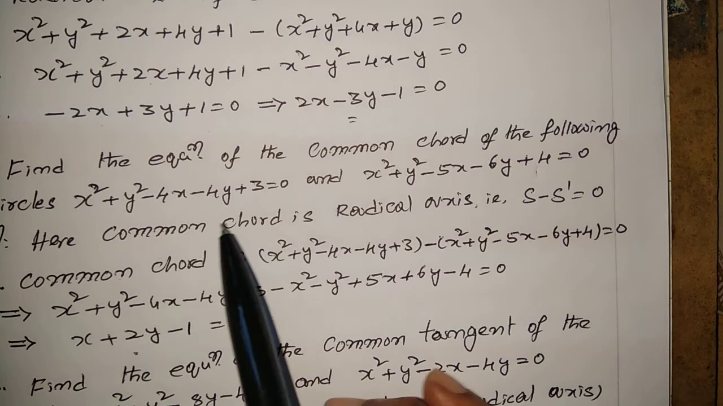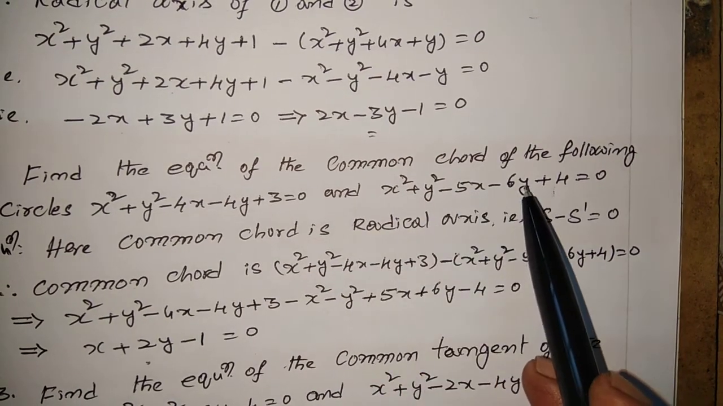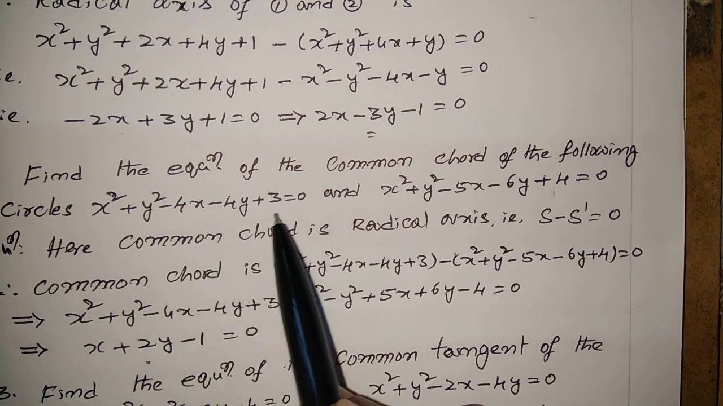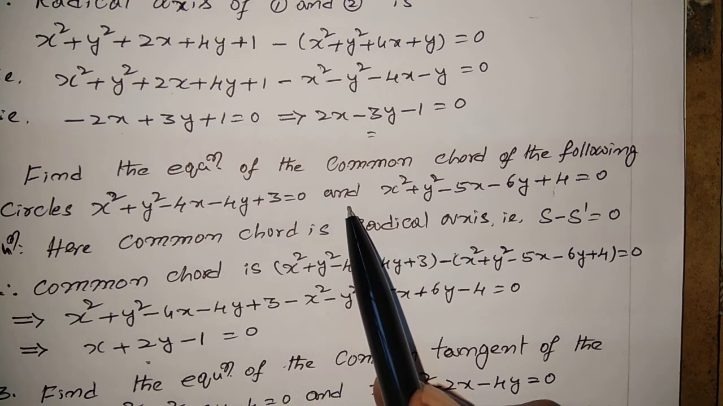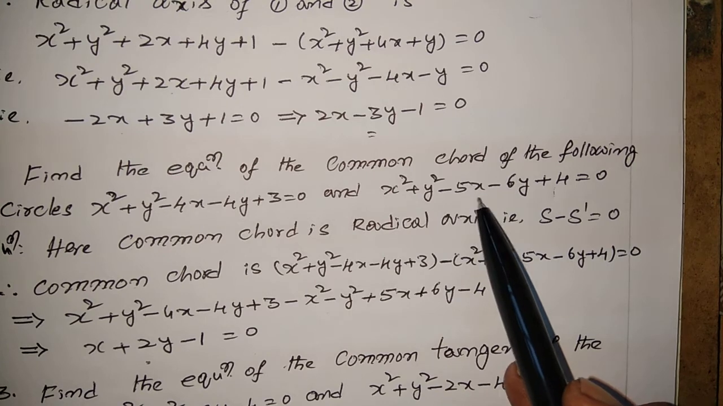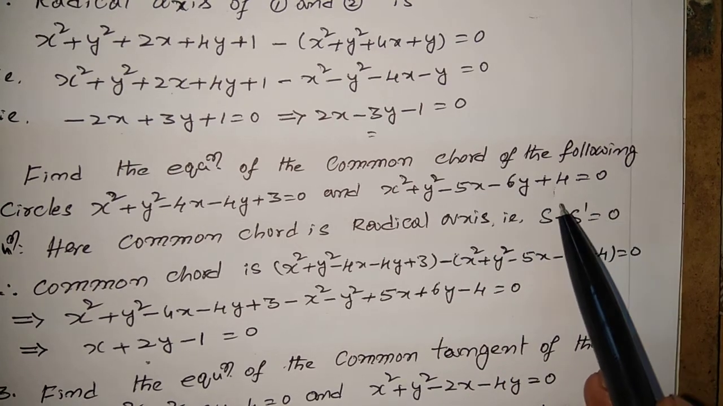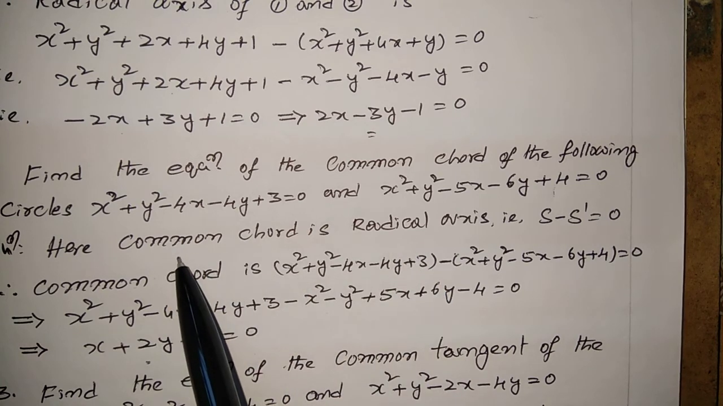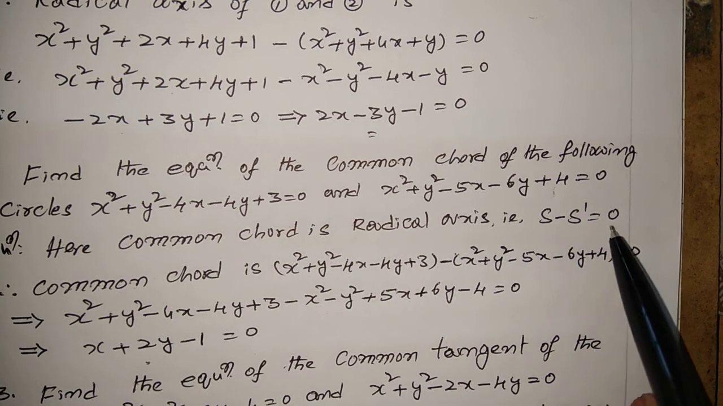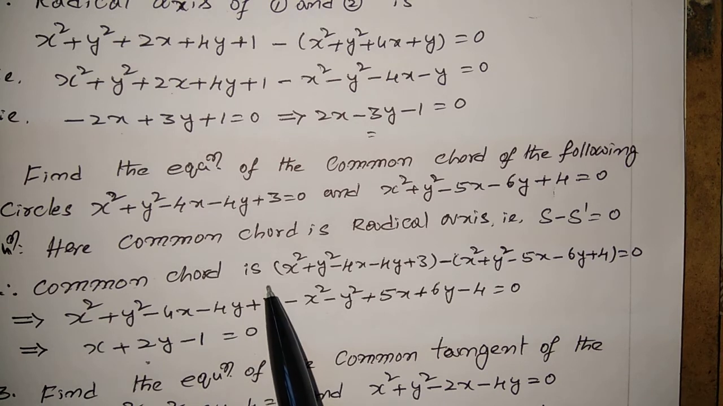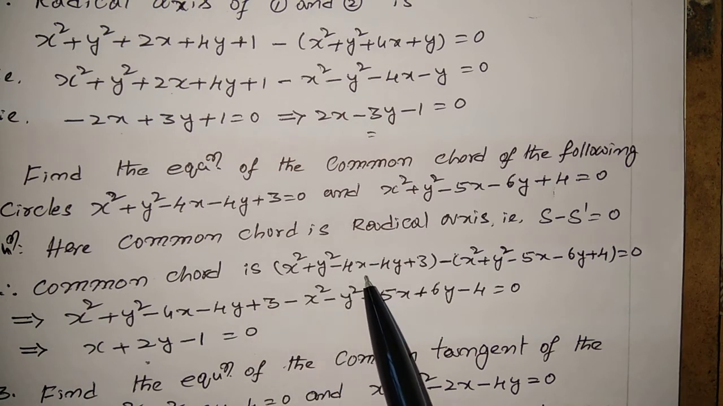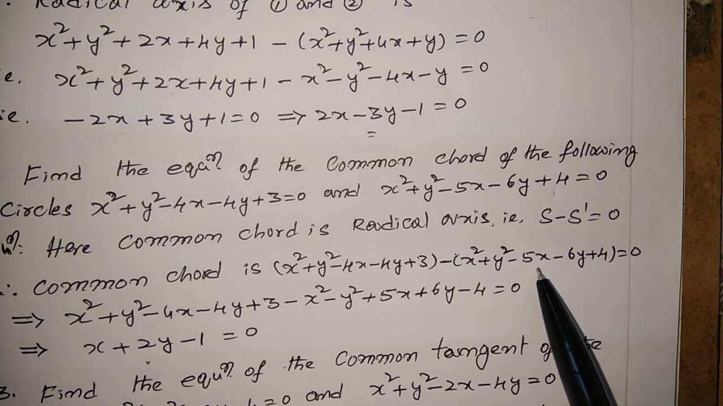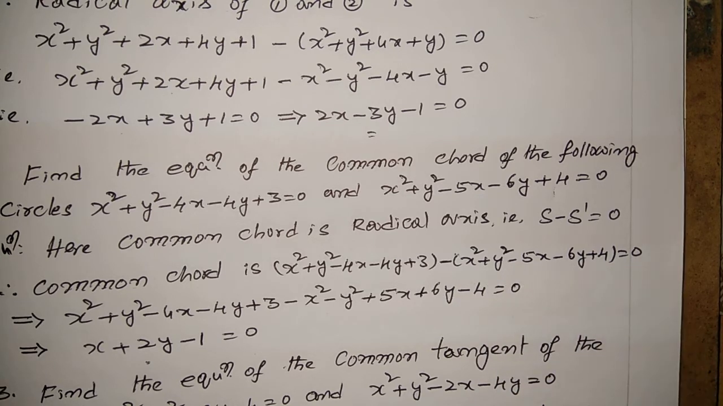Second one, find the equation of the common chord of the following circles: x square plus y square minus 4x minus 4y plus 3 is equal to 0, and x square plus y square minus 5x minus 6y plus 4 is equal to 0. We know that here the radical axis is the common chord, that is S minus S dash is equal to 0. Therefore the common chord is x square plus y square minus 4x minus 4y plus 3 minus (x square plus y square minus 5x minus 6y plus 4) is equal to 0.